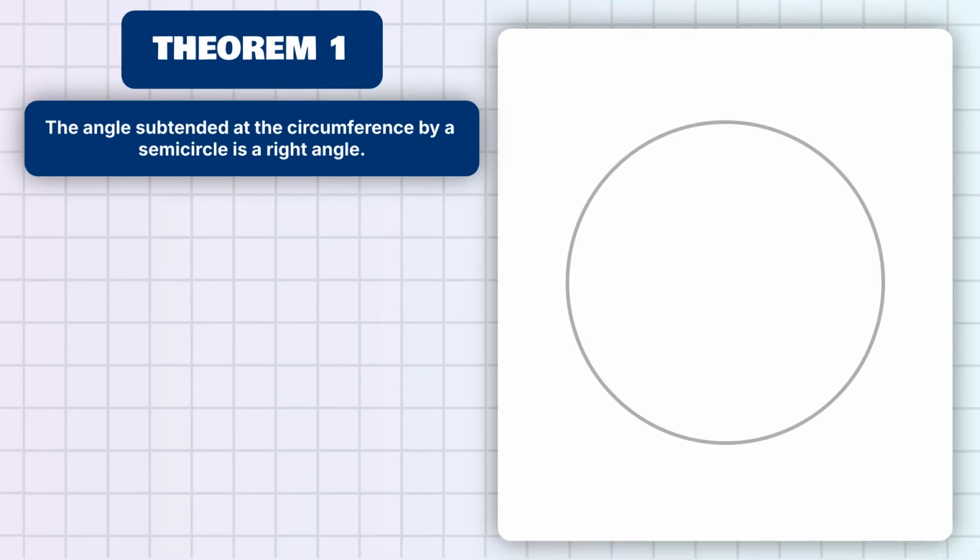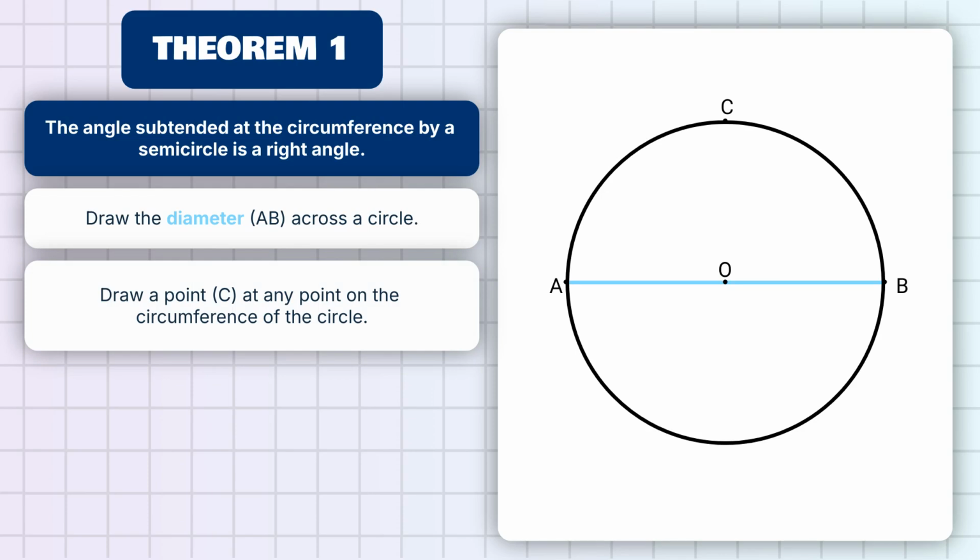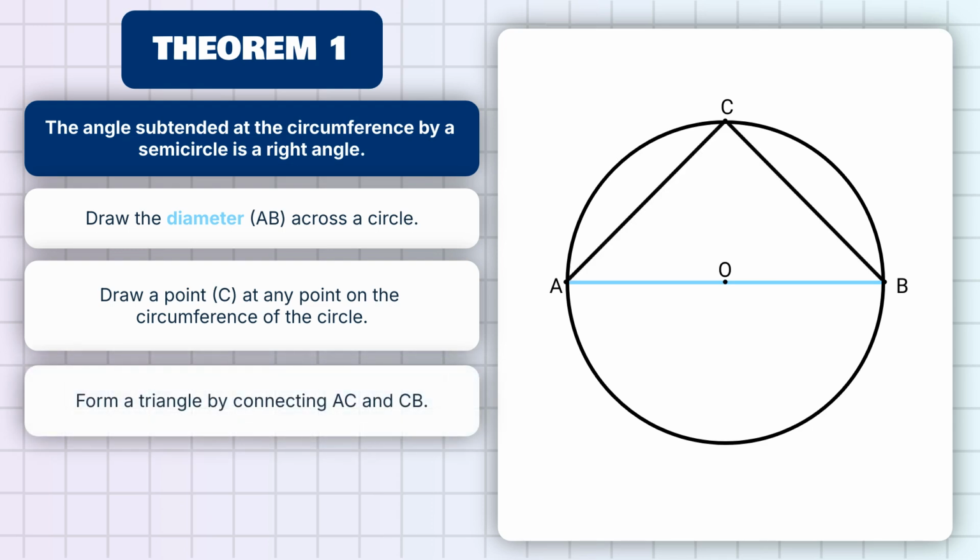Imagine we have a circle and we draw a diameter across it. A diameter, as you know, is a straight line passing through the center of the circle and touching both sides of the circumference. Now let's consider any point on the circumference that lies opposite this diameter. We'll form a triangle by connecting this point to the ends of the diameter.